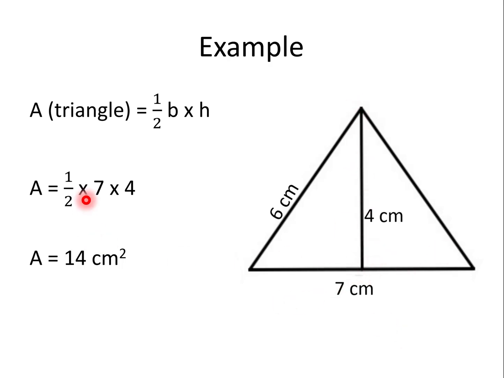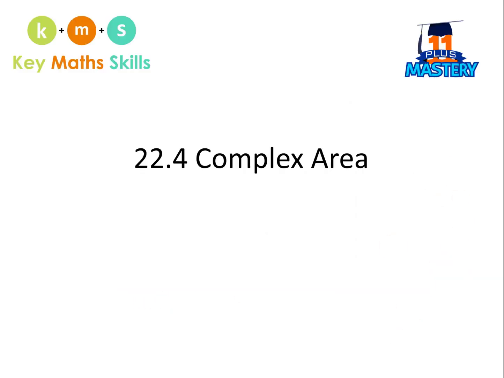I then multiply. Now half times 7 gives me 3.5, and I don't know my 3.5 times table. It's easier to do half times 4 first, which gives me 2, and 2 times 7 is 14. Remember, it does not matter what order we multiply anything in, we get the same answer, so do whatever is easiest.